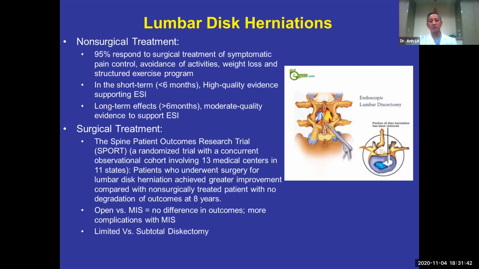The Spine Patient Outcomes Research Trial, short for SPORT, is a pretty big trial. It is a randomized trial with a concurrent observational cohort involving 13 medical centers in 11 states. And what does it say about disc herniation? It concludes that patients who underwent surgery for lumbar disc herniation achieved greater improvement compared with non-surgically treated patients, with no degradation of outcomes at 8 years. So surgery is better than non-surgery in large extruded disc herniation.